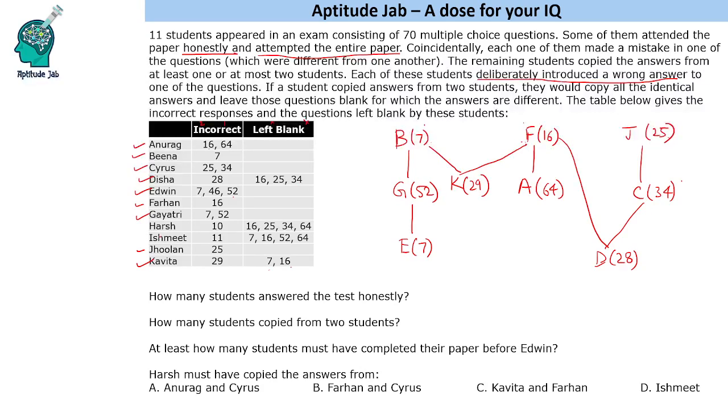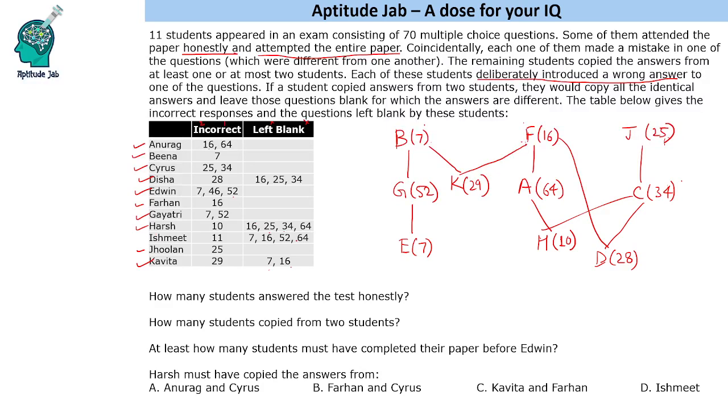Now Harsh and Ishmeet. If we see Harsh, Harsh has left 25, 34, 64. So 25, 34 that is already left, and 64 and 16. So that means Harsh copied from here because 16 and 64 are incorrect here and 25, 34 are incorrect here. So Harsh left all these questions and made an error in question number 10.